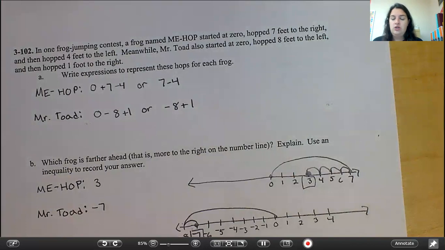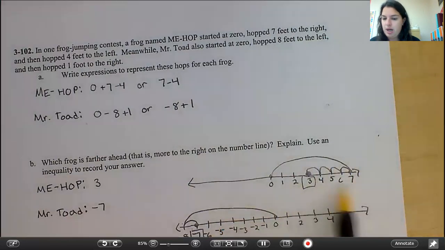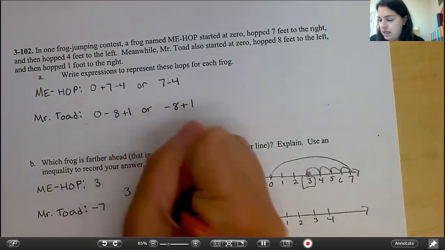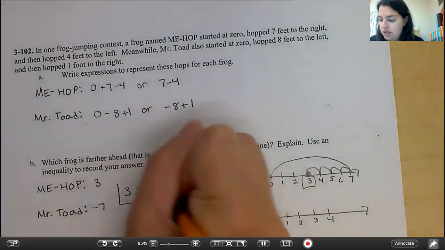So now you need to determine which is greater, 3 or -7. Well, look at the number line. 3 is on the positives, -7 is on the negatives. So 3 is greater than -7, and that is your inequality.